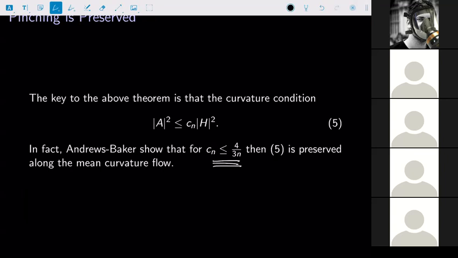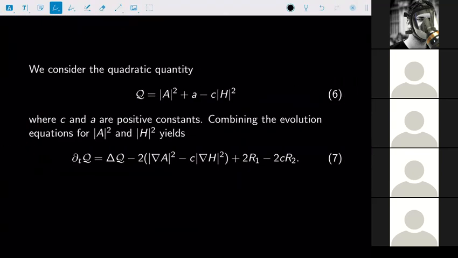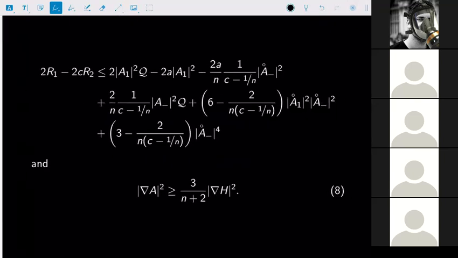So that's the first thing you require to run any kind of evolution equation. You need a good curvature condition which is preserved by the flow. Here we consider this quadratic pinching condition, |A|² minus a c H², where c and a are positive constants. Combine the evolution equations for |A|² and H², and you get the following. This quadratic term here is a good term; it is going to be negative. And here you need to control this term, which is some sort of quadratic nonlinearity.